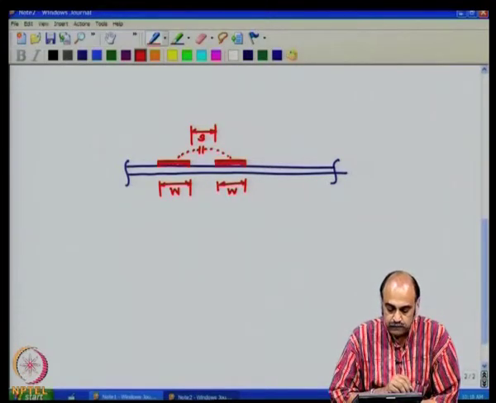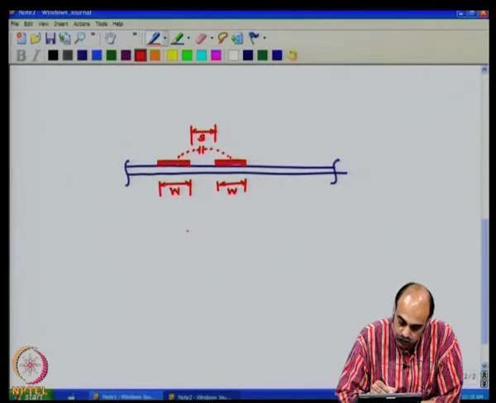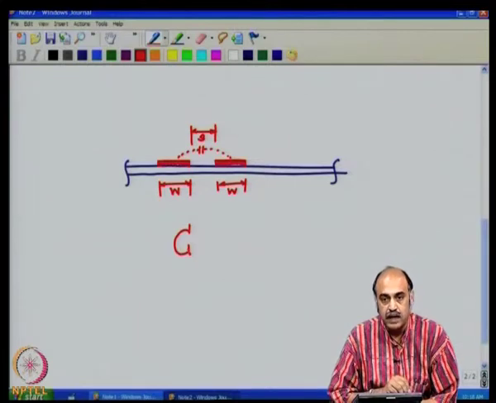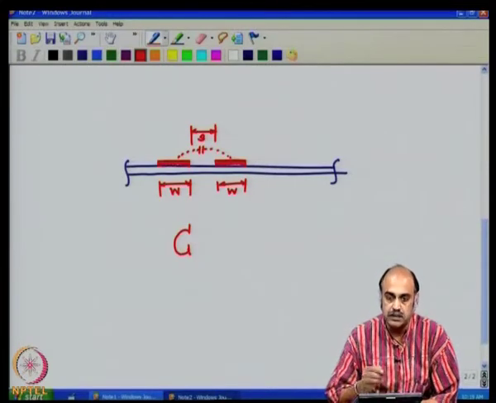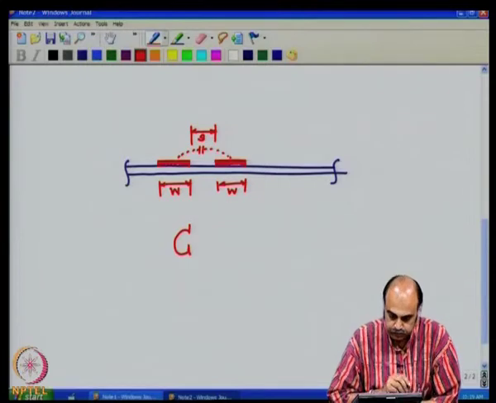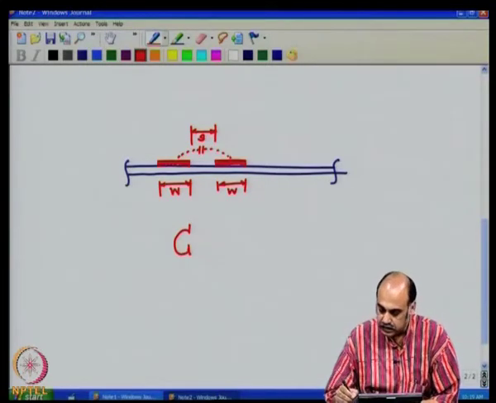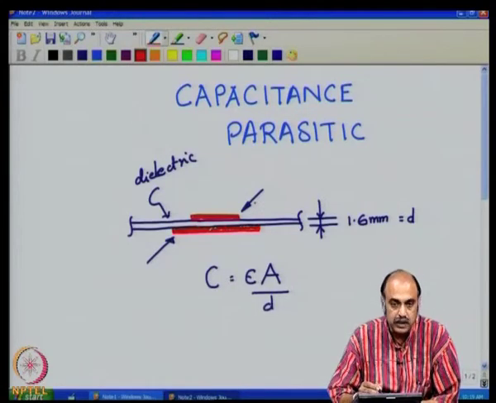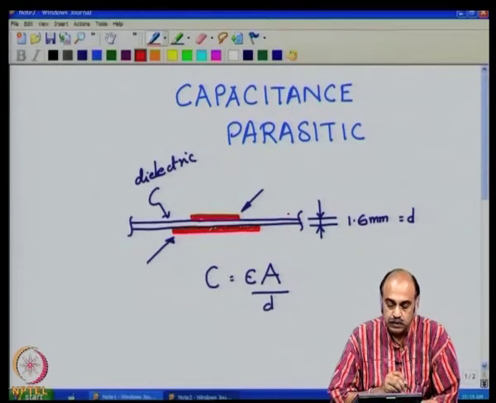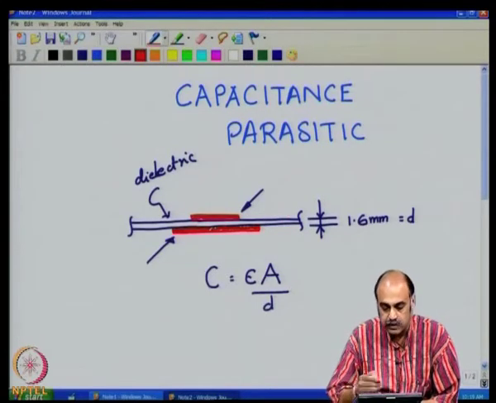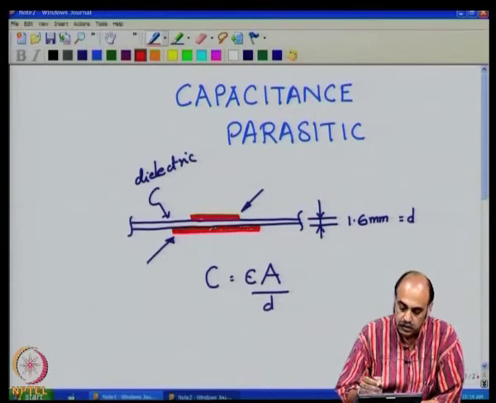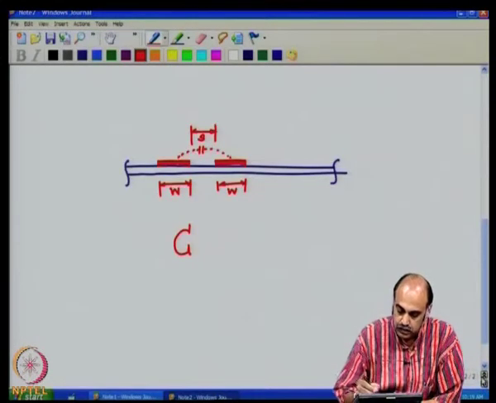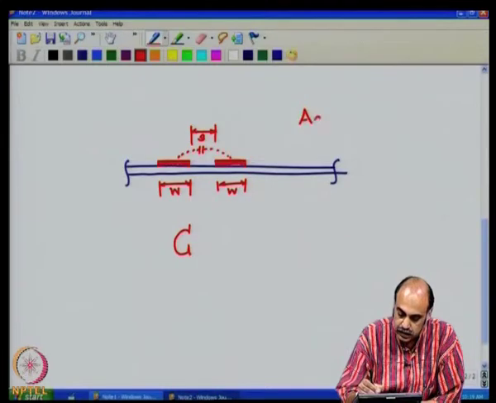Let us now see first how we go about estimating the capacitance, and then have a discussion on the effects of capacitance in the circuits. First, let us consider the capacitance of two conductors on opposite sides of the board. Then we shall come to the capacitance between adjacent tracks.